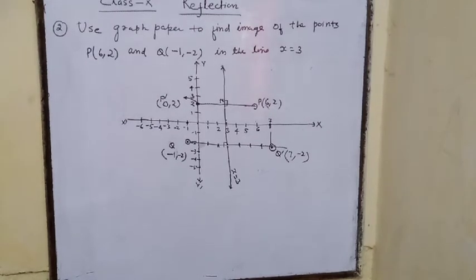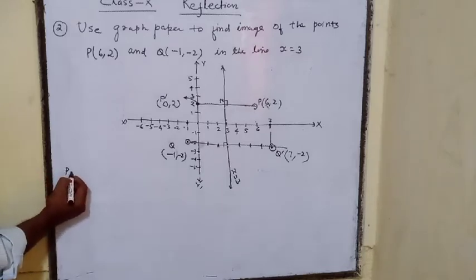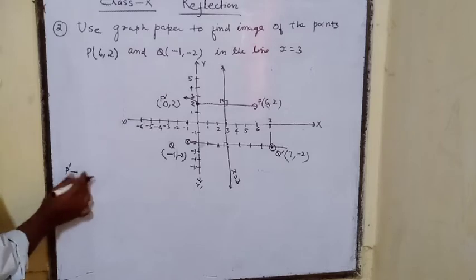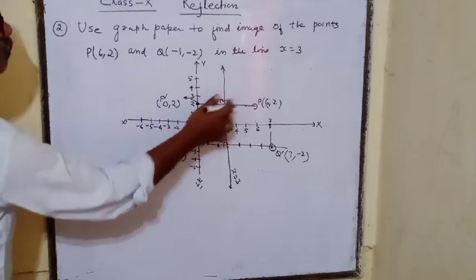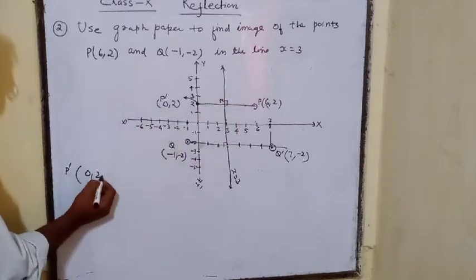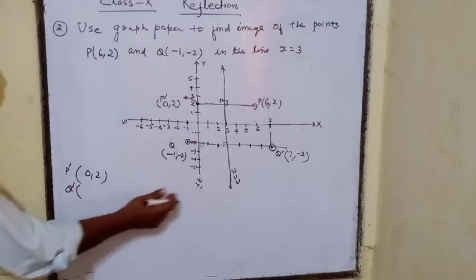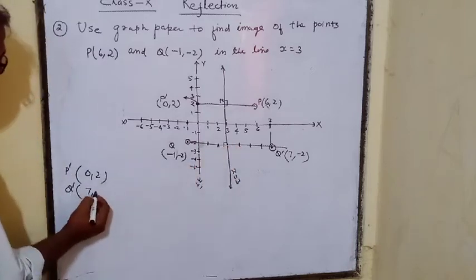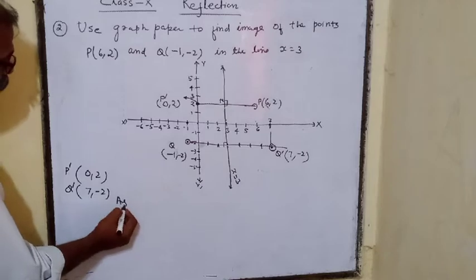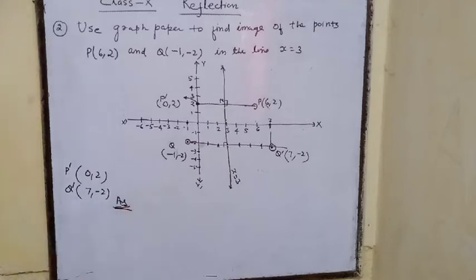So this way we are locating the coordinates of points with respect to a line. So at last you will write coordinate of P dash will be (0, 2), and coordinate of Q dash will be (7, -2), and your answer has come out.